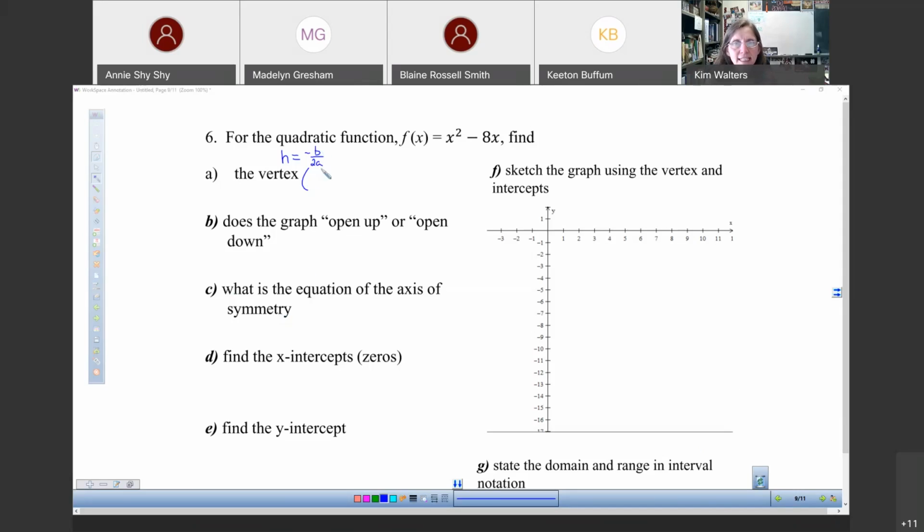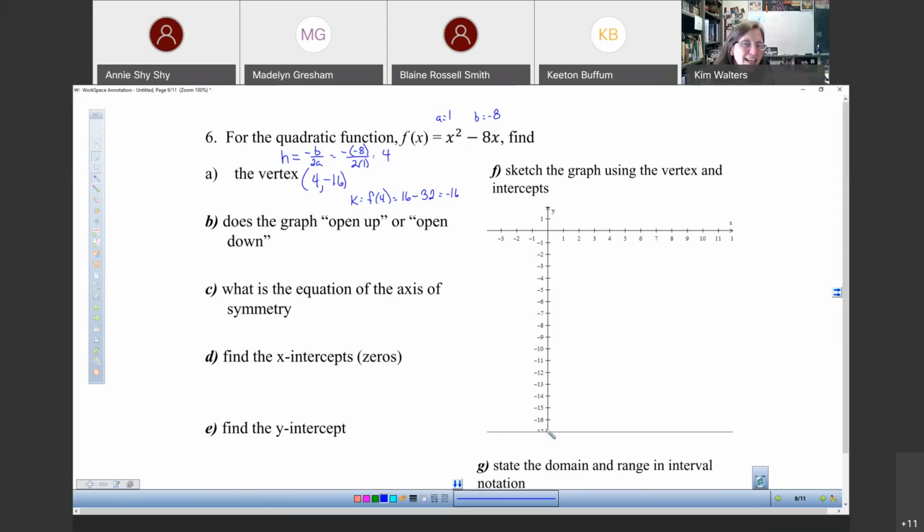Okay, so remember it's negative B over 2A. So I have negative, but B is negative 8, remember? So A is 1 that we can't see, and B is negative 8. So the opposite of negative 8 is going to be positive, and then 2 times 1. So I'm going to have positive 8 over 2, which is going to give me a positive 4. When I plug positive 4 in, so to find K, remember I do F of, in this case, 4. That's going to give me 16 minus 32, which gives me negative 16.